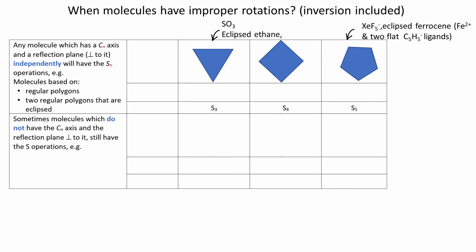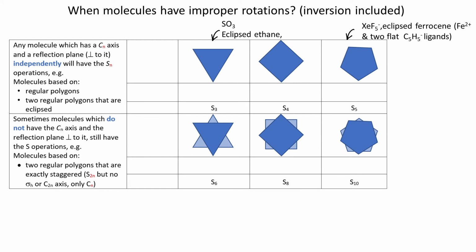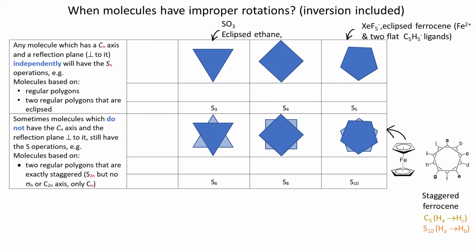Now, there are cases where a molecule doesn't have a principal axis or a mirror plane perpendicular to it, and still it has improper rotation, as we have seen with methane. I cannot give you a rule for all, but there is a type of molecules based on exactly staggered regular polygons which fall into this category. An example of a molecule that is based on 2 staggered pentagons can be, for instance, staggered ferrocene. We can see that the structure has S10, HA goes to HB, but it only has C5, HA goes to HC. It does not have C10, it doesn't have a horizontal reflection plane either.